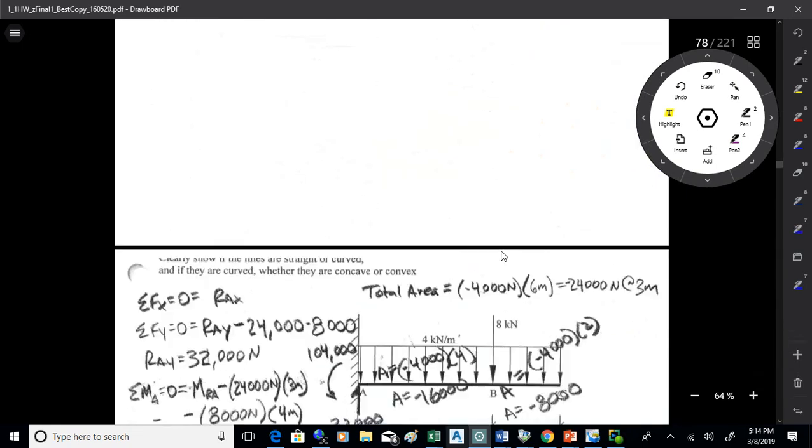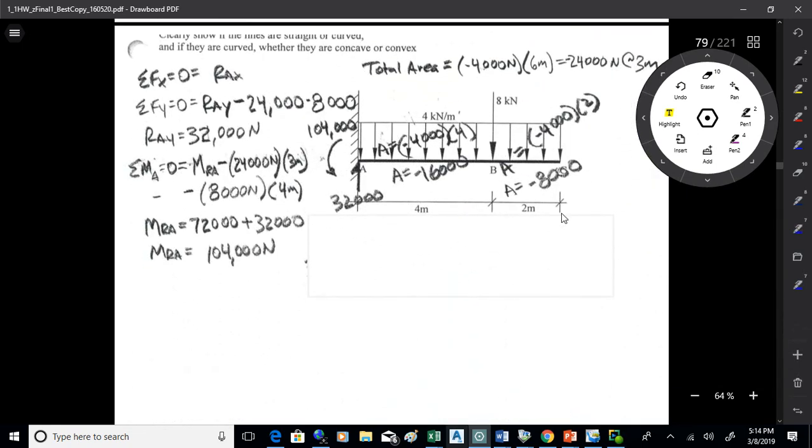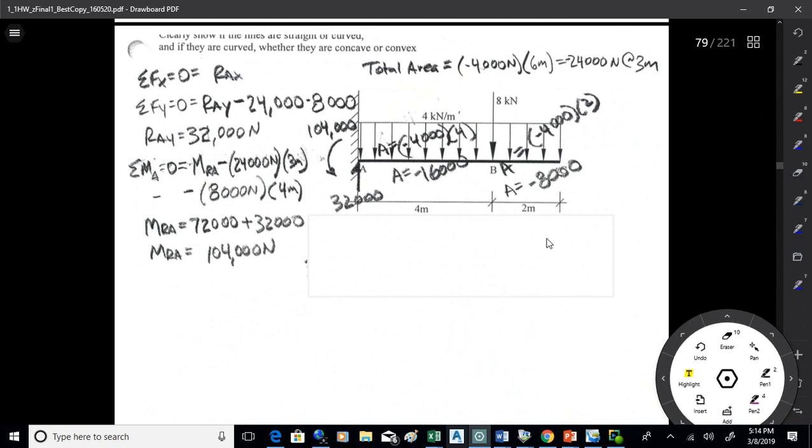Okay, the second one here, we've got a cantilever beam. What we want to do with this is I found the total area under the load diagram, negative 4,000 times 6 meters. It's negative 24,000 and it's centered at 3 meters over. So for the sake of finding reactions, we can take that distributed load and turn it into a 24,000 point load at 3 meters off. Now we only use that to find the reactions, okay?